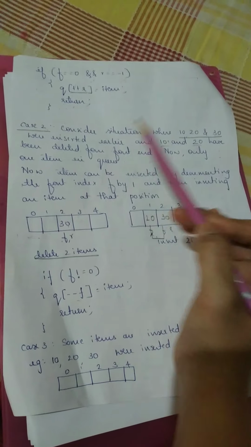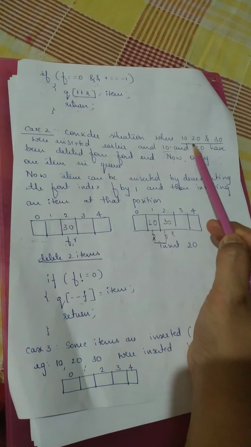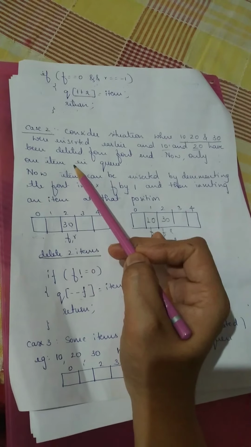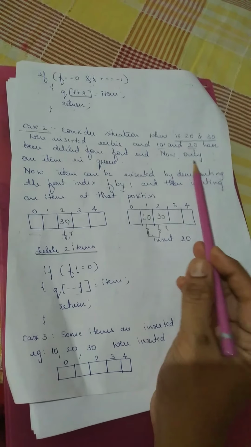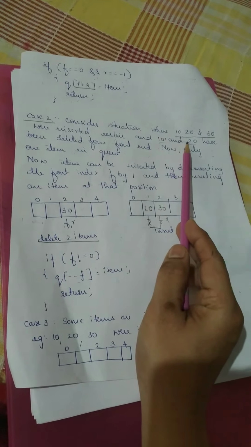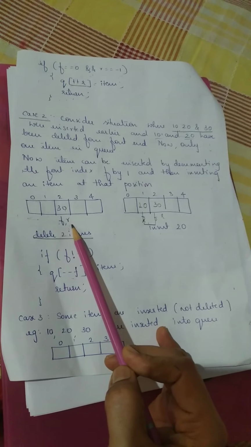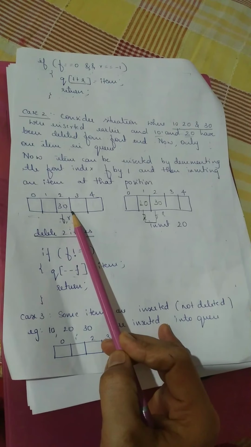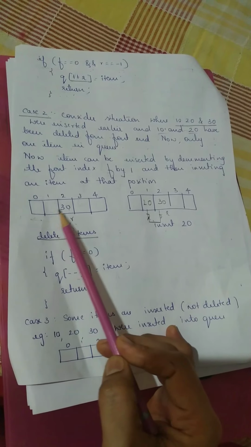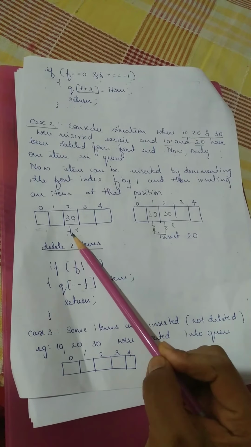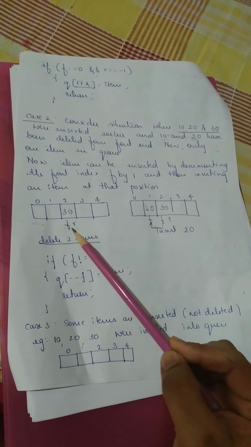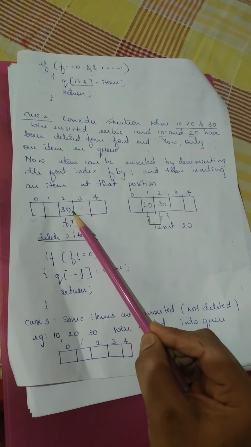Consider a situation where 3 items 10, 20, 30 were inserted earlier and 10, 20 have been deleted. Once we delete 10 and 20, only one item is left, 30. F is used for deleting an item. So now F will point to this index, and R will point to the same index.